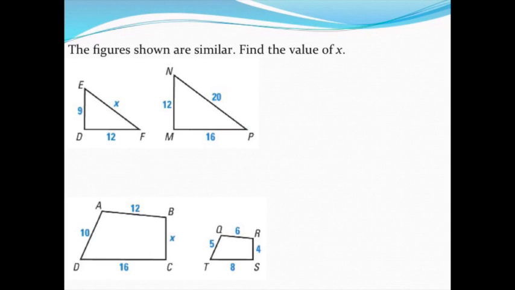We're told that the figures in these two examples are similar to each other, so we can use proportions to find a missing side. The first thing that we'll want to do is identify what our scale factor is. So we'll need to find two sides that match up and both have numbers on them. So in this case, I'm going to use sides 12.